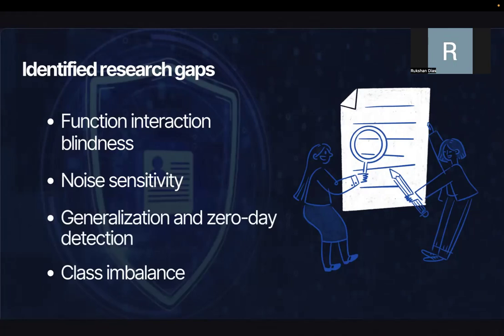The first one is function interaction blindness, like I said in the previous slide. The current systems don't look for the connection between these blocks. The second one is noise sensitivity. Malware creates a lot of noise: it will wait for a very long time and do a small activity. It will create noise to trick the system. And then generalization and zero-day detection. Zero-day malware detection is another challenge that current systems are facing, and class imbalance.